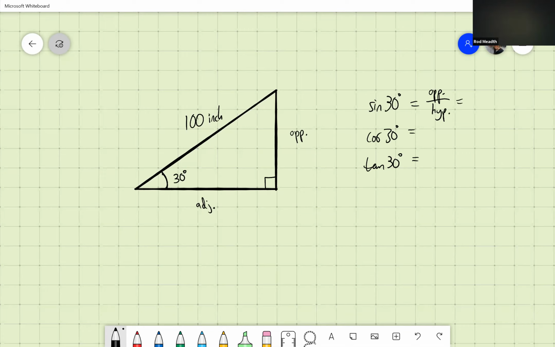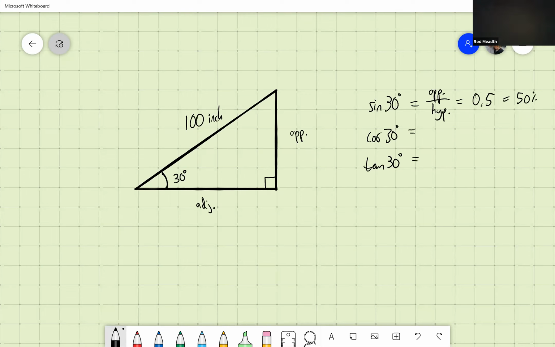You go to your calculator and you type in sine of 30 degrees, enter. Ooh, look at that. It equals exactly 0.5. Let me do that again. 0.5. So that tells me now that the ratio between the opposite side and the hypotenuse is 0.5, or if you prefer, like 50%. It's 50% of the length.